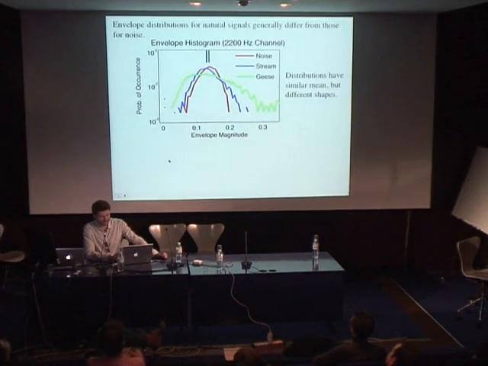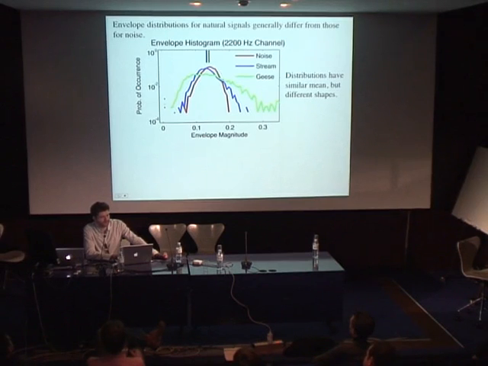So this is the same thing that I just showed you here, only rotated 90 degrees. So we have the probability of occurrence of different magnitudes of the envelope. And these three distributions here are for three different sounds. In each case, I'm plotting the histogram of the envelope of one particular channel, in this case the one that's centered at 2200 Hertz. The red is a pink noise signal, the blue is a stream, and the green is geese. The thing to note is that although the average value of the envelopes of these three sounds is the same in this case, indicated by these vertical bars, the distributions have very different shapes.